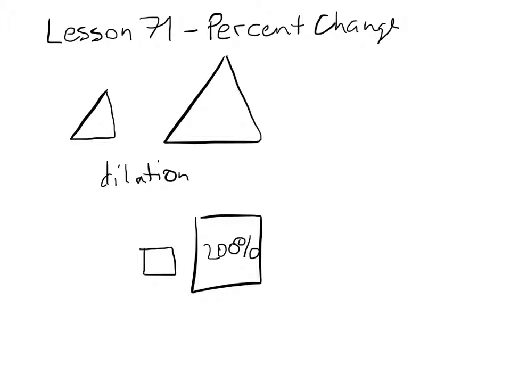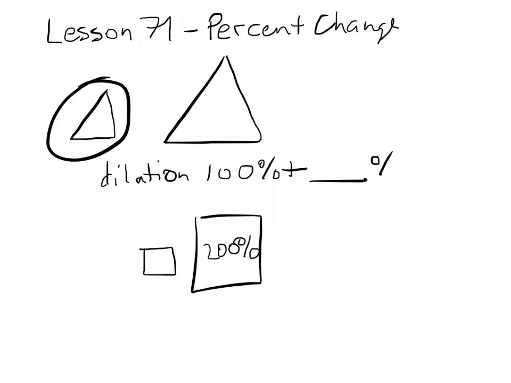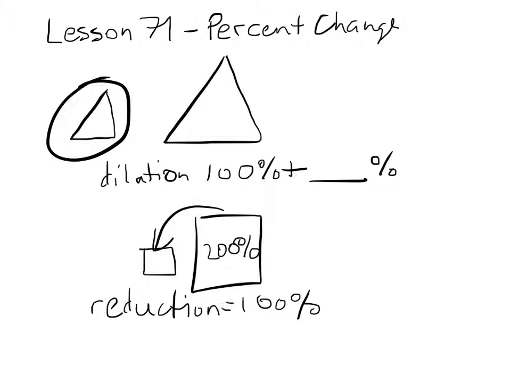So dilation always has to do with you take 100% of the original size and then add another percent. We're also going to deal with making things smaller, and that's going to be called a reduction. And there again we start with 100%, the original size, and then we subtract a certain percent to make it the smaller amount. Okay, so we're increasing and decreasing.